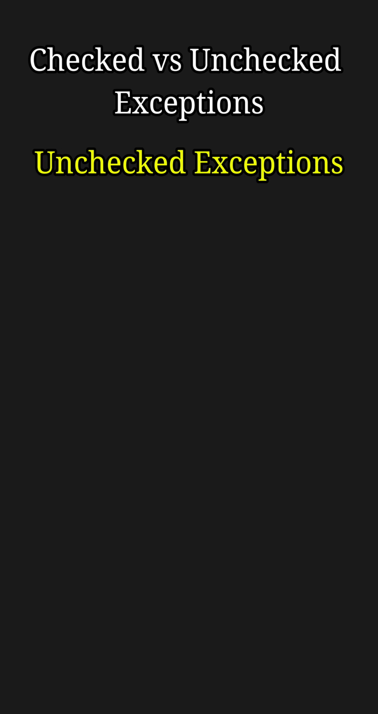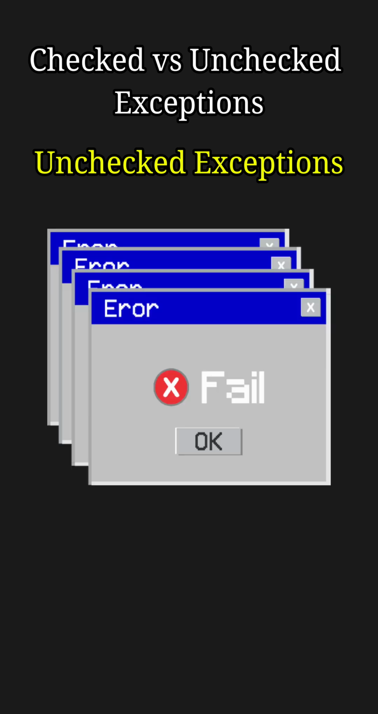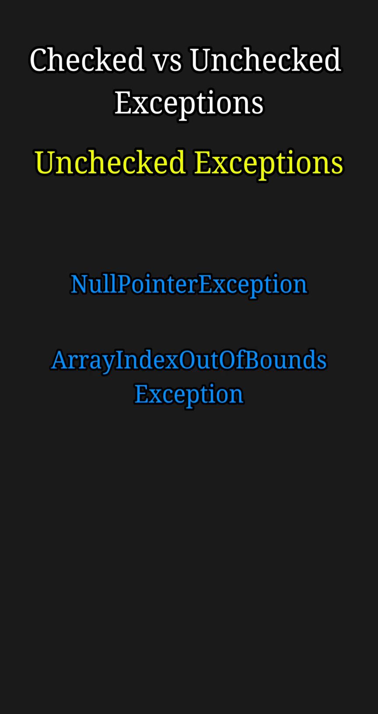Now let's look at the unchecked exceptions. Unchecked exceptions, also known as runtime exceptions, are not checked by the compiler. Hence, they are not needed to be handled or declared explicitly, but they can still occur while the program is running, potentially causing the program to crash. For example, NullPointerException, which occurs when accessing an object reference that is null, or ArrayIndexOutOfBoundsException, which occurs when accessing invalid indices of arrays.